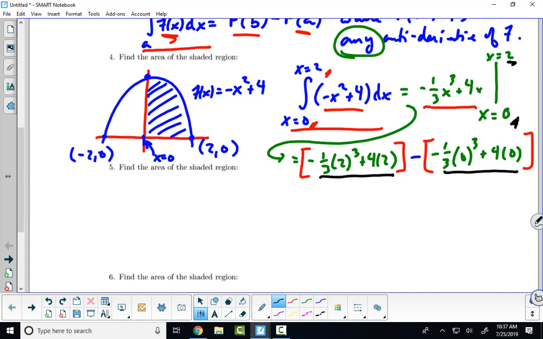Now all we need to do is finish crunching this number. So let's see here. This gives us minus 8/3 plus 8 minus 0, right? This whole expression on the right evaluates to 0. Is everyone okay with that? Okay. So let's clean this up just a little bit more. Minus 8 thirds plus 8, so that'd be 24 thirds minus 8 thirds, I think gives us 16 thirds.